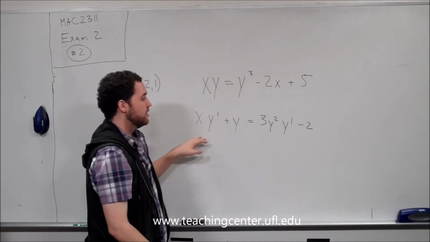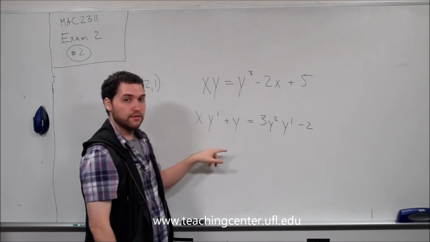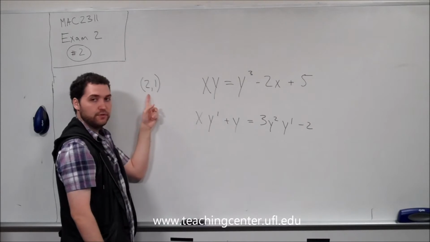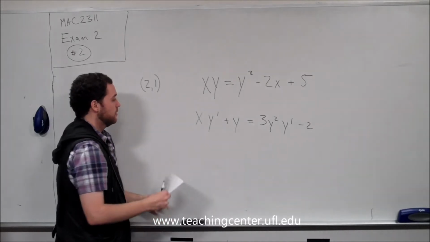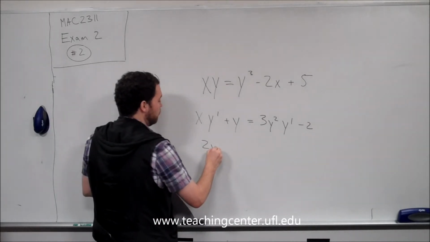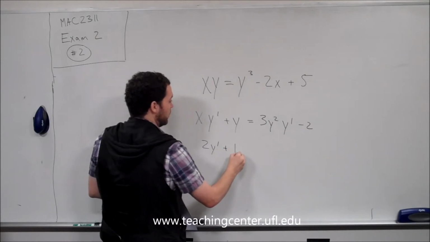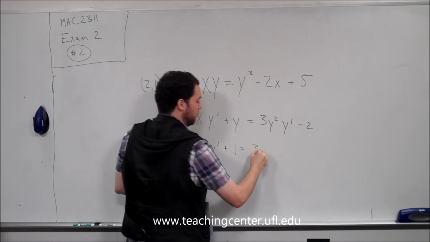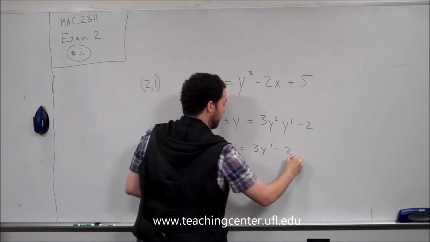So there's our derivative. Now we want to know what y prime is, because that's the slope of the tangent line at this point. So that means we can just plug 2 in for x and 1 in for y. So this is going to give you 2y prime plus 1 equals, and when you plug 1 into here, this is just going to give you a 3y prime minus 2.